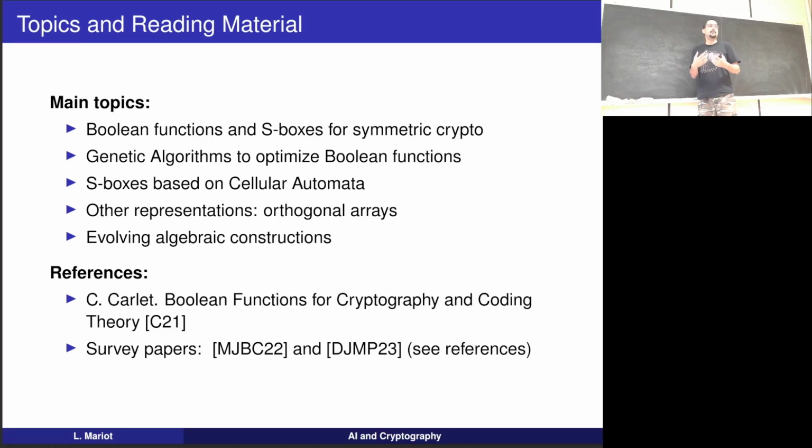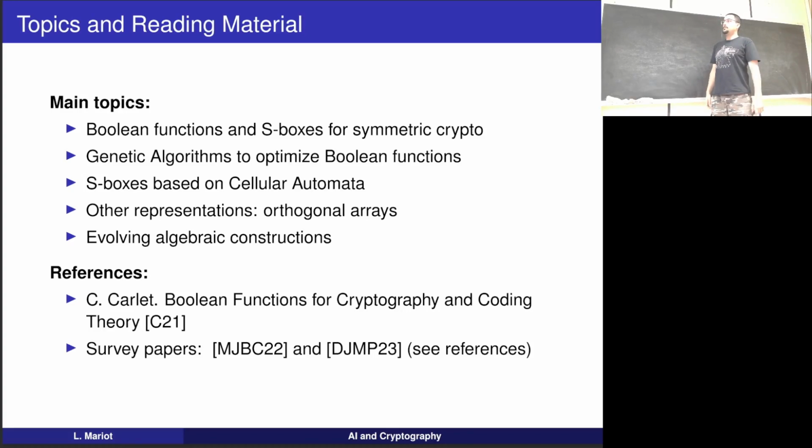So what is usually done by human mathematicians, we will see how genetic programming in particular can also obtain. The references are mainly these three that I listed here. So this book by Claude Carlet, and two survey papers that were co-authored by me and another set of co-authors. You can see all the references in the end.